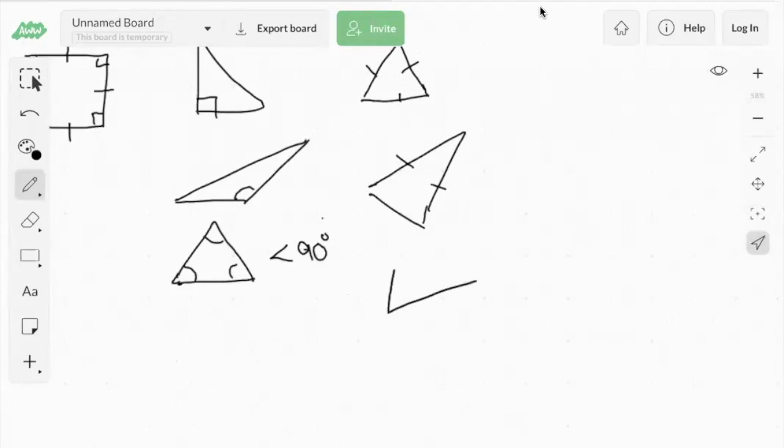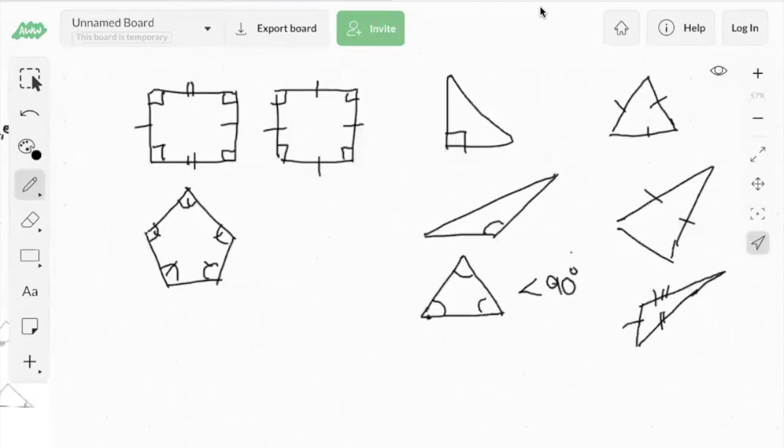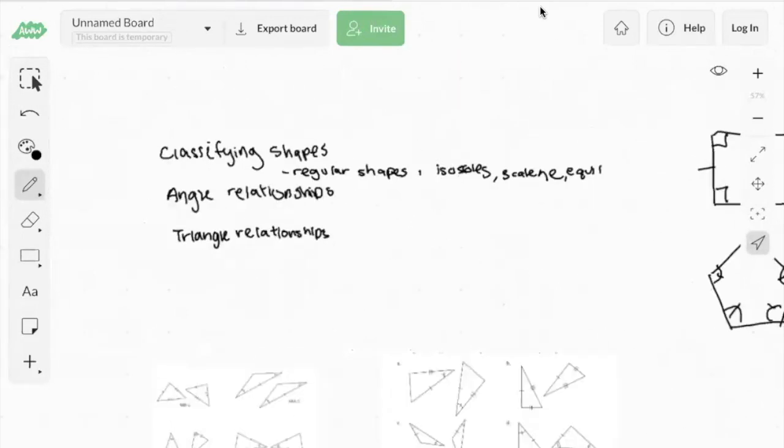Oh, this kind of looks like one side is the same. Let's just say that's the scalene triangle, where none of these sides are equal to each other. Okay, and that's basically the introduction to classifying shapes.